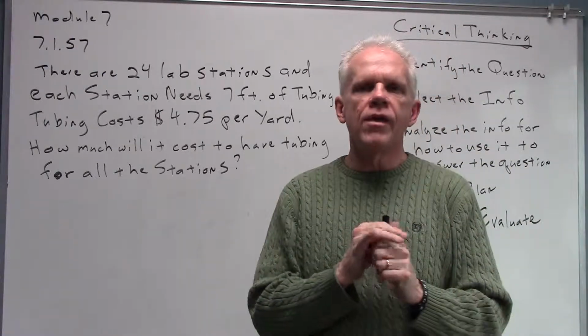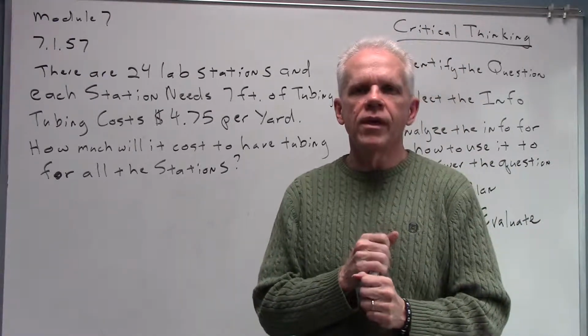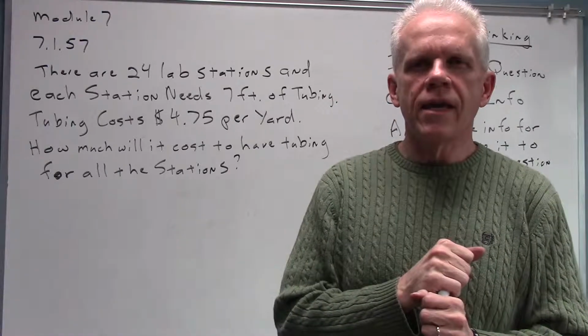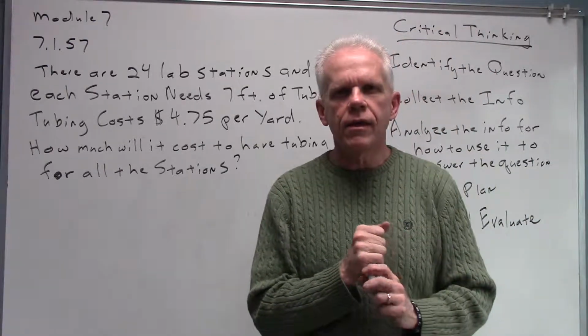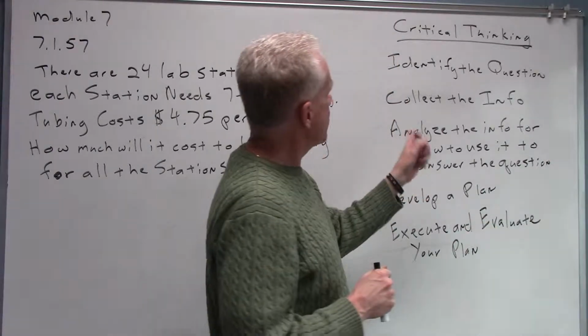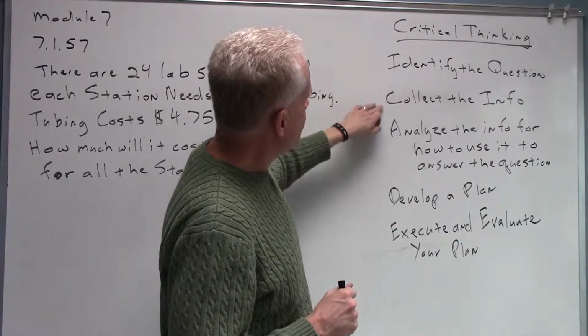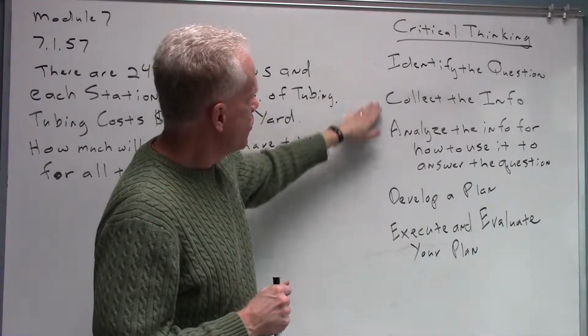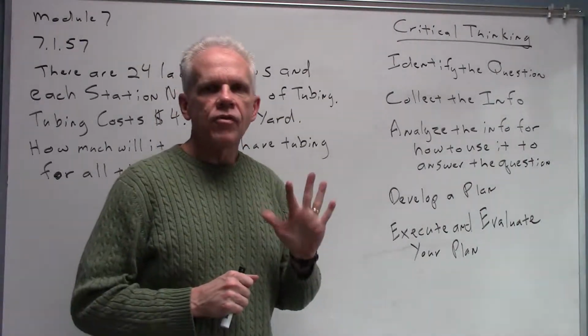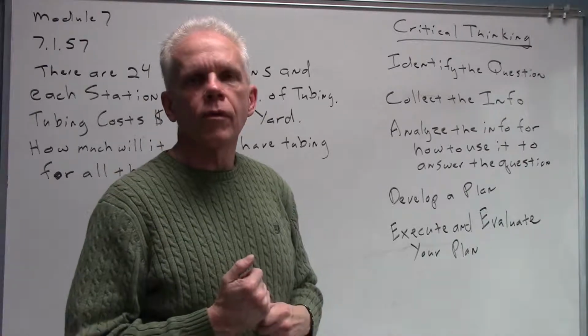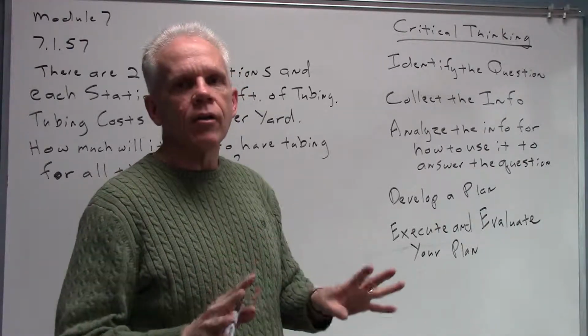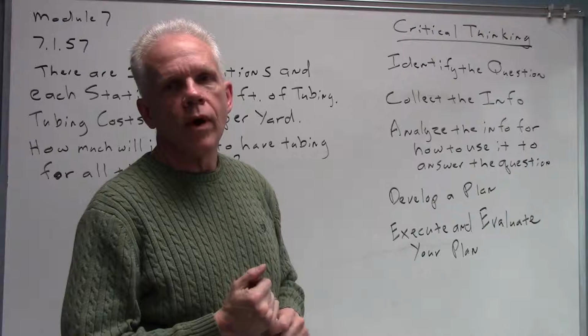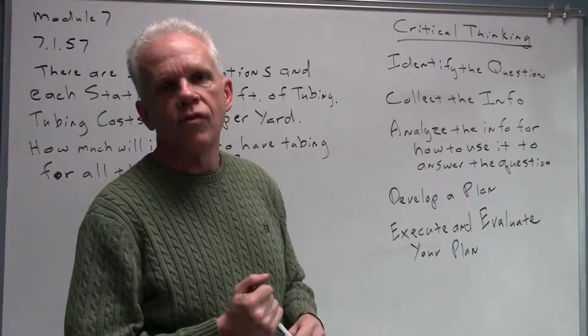Critical thinking. At Aiken Tech, we use a critical thinking model called ICADE, I-C-A-D-E. That critical thinking model essentially comes down to 5 steps that we will work through in order to think clearly about how to answer a question or how to deal with a problem or an issue.